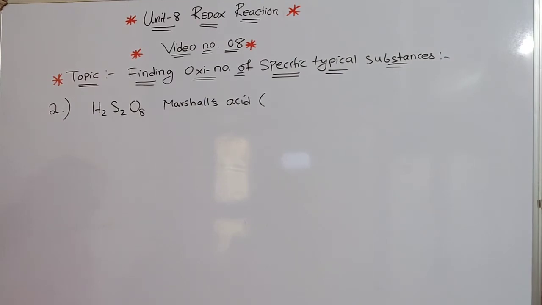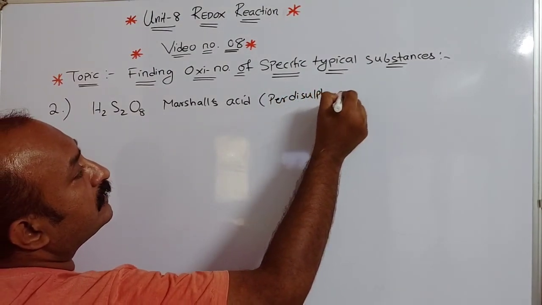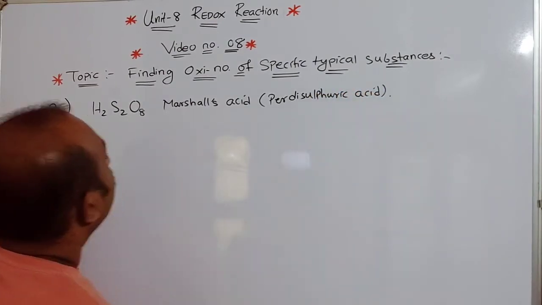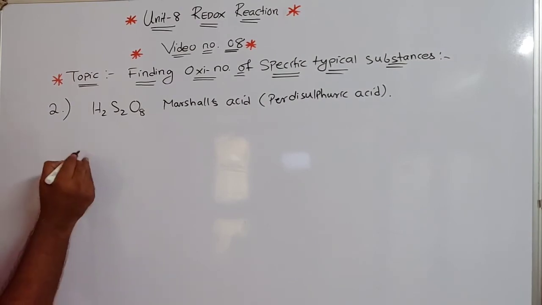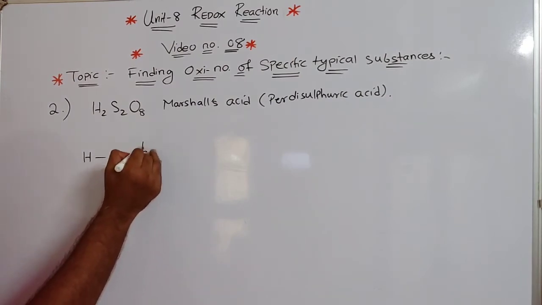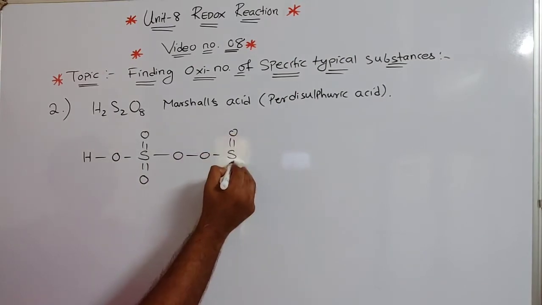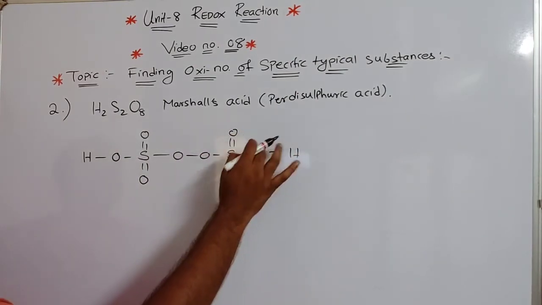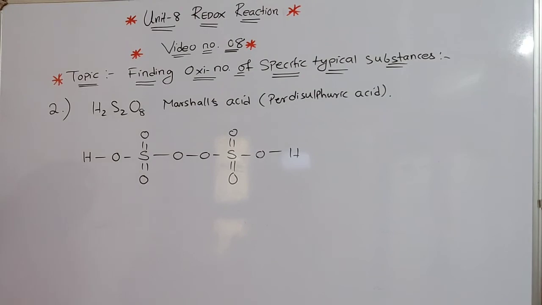Now the real name according to IUPAC nomenclature is per disulfuric acid. What is the word? Per disulfuric acid. Now in this also you must know the formula, the structure. So when you draw the structure of this, it will be like this. O dash S. One mistake is there.